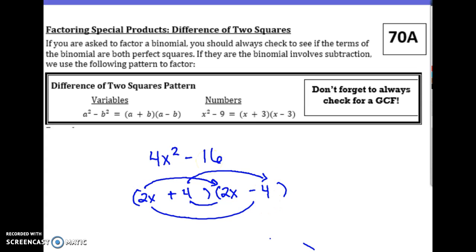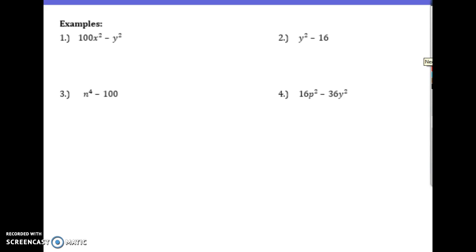So in the two examples that we have, a squared minus b squared, we can take a times a and get a squared. And it is a difference. So then it's b squared, which is b times negative b. So let's look at some examples here. So if I look at 100x squared minus y squared, now keep in mind you're always going to factor out the greatest common factor first.